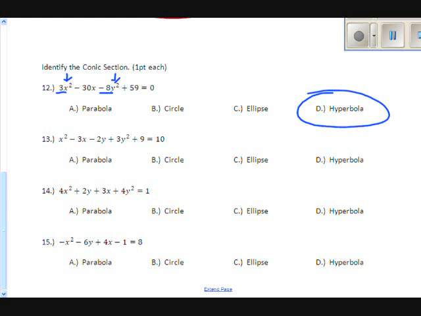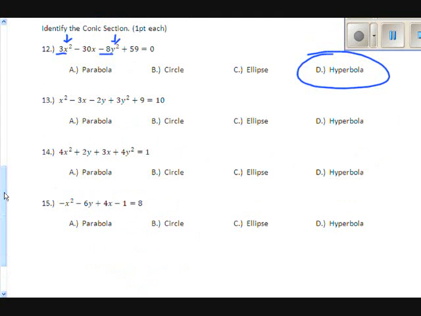Okay? For the next one, does it have only one quadratic term? No, it's got two quadratic terms. It's got an x squared and a y squared. Are the coefficients the same? Well, this is a 1 and this is a 3, so no, it's not a circle. Do the coefficients have the same sign? Yes, they're both positive. It's a positive 1 and a positive 3, so it's an ellipse.